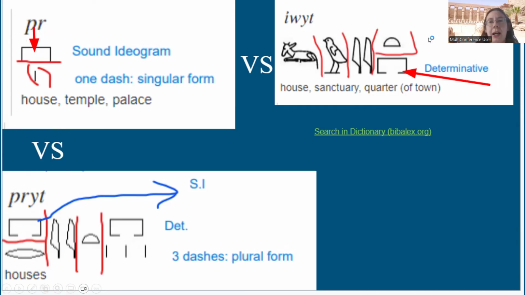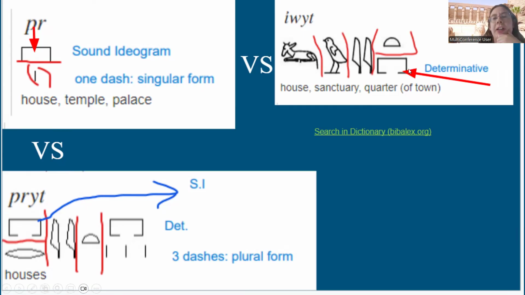Then we have another word that you can also translate as meaning a house or a sanctuary or a quarter of a town or a settled place, that uses three unilaterals and four unilaterals and a determinative.